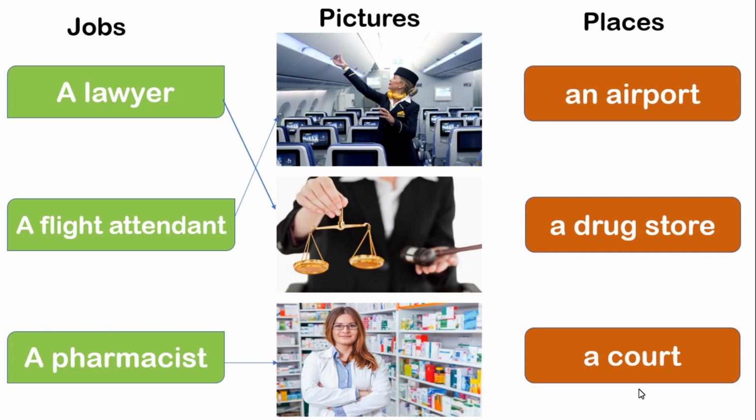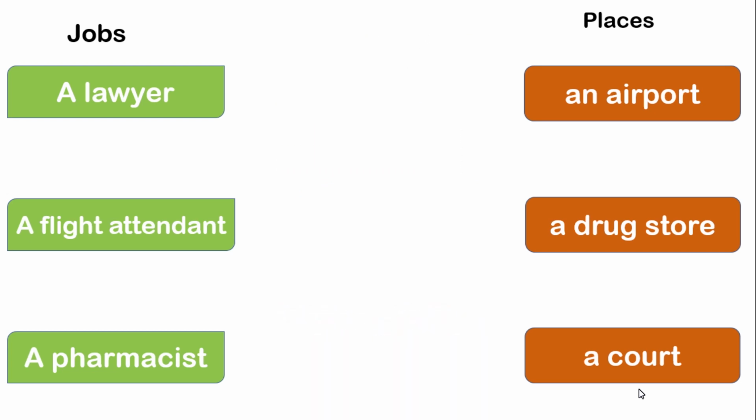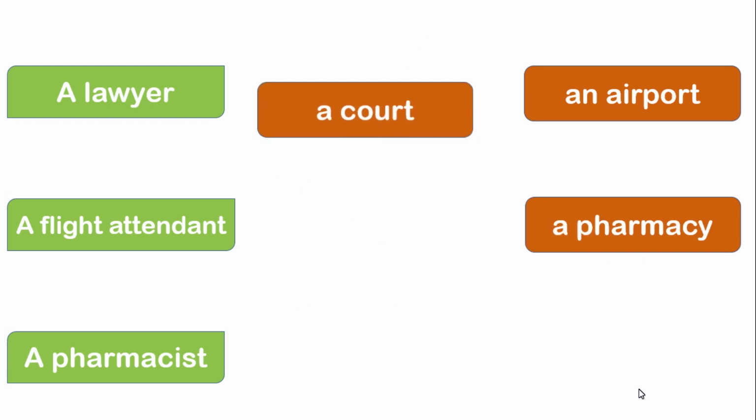Now let's match these pictures to the places. The first picture matches to an airport. The second picture matches to a court. The third picture matches to a drugstore. Now let's make sentences using jobs and places we have just learned. Okay, I will show you some sample examples. You will read them.